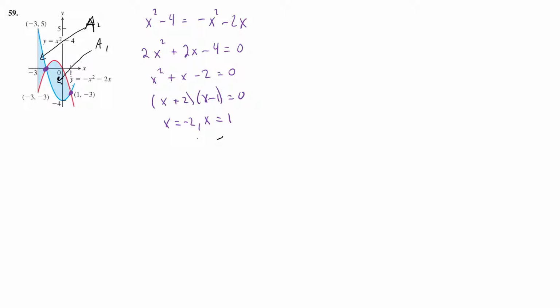And again, it sure looked like this other intersection point was negative 2 based on my eyes, but I've got confirmation algebraically that they intersect at negative 2 and 1. All right, so to get A sub 1, we have to integrate from the left point of intersection, negative 2, to the right, and then we subtract the two curves. It doesn't matter what order we subtract them in, but it's a little bit better to take the top curve.